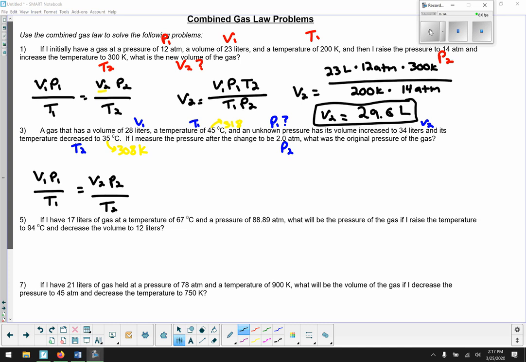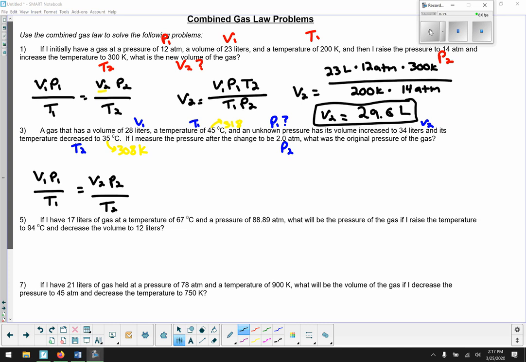So I labeled my variables: 28 liters as V1. The original temperature, T1, is 45 degrees Celsius, and I immediately changed that to 318 kelvins. And I'm looking for the first pressure, so P1 is my unknown. V2 is 34 liters. T2 is 308 kelvins. Again, change that right away before you do anything else. And the second pressure is 2 atmospheres.